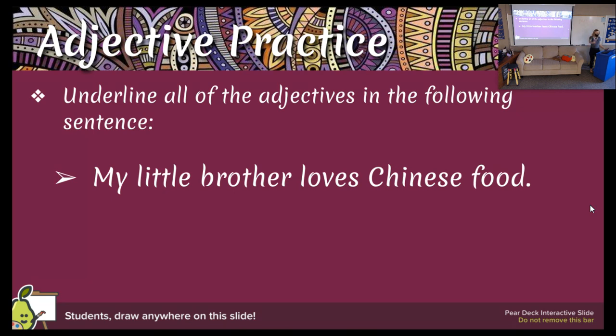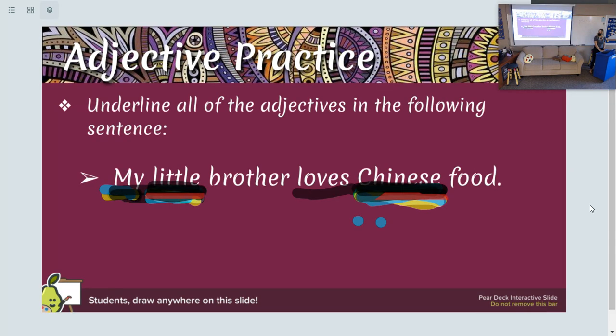3. There are 3, and here they are. You guys, for the most part, got it. Okay, my is one of those possessives. It's showing ownership of the brother. So my is an adjective. Little is telling us what kind of brother, so that's an adjective. And Chinese is telling us what kind of food, so Chinese is also an adjective. Nicely done.